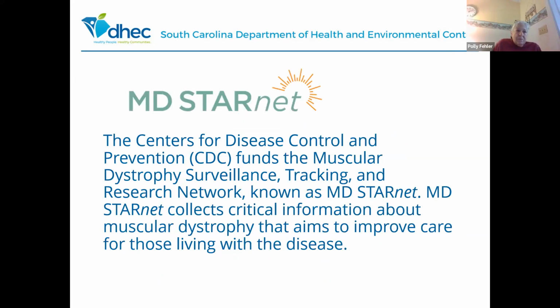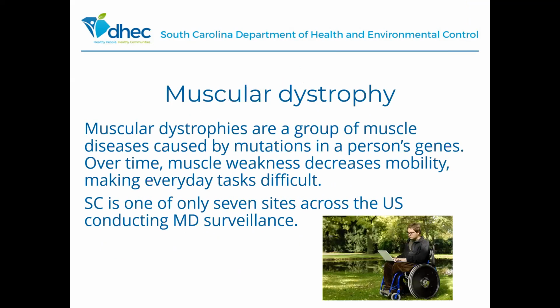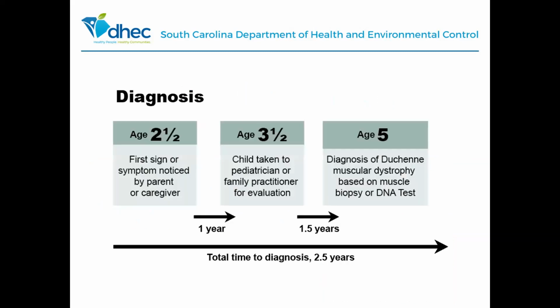We are also in South Carolina an MD STARnet state. We look at a condition called muscular dystrophy, and in South Carolina we do surveillance for this group of diseases that causes mutations in a person's genes. Over time, muscular dystrophy decreases a person's mobility, making everyday tasks difficult. We are one of only 7 sites across the US conducting muscular dystrophy surveillance.